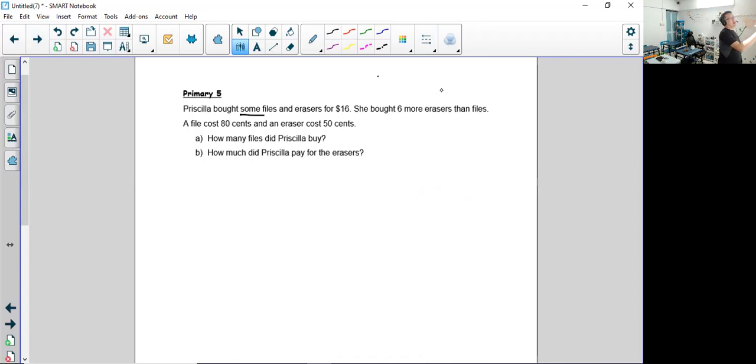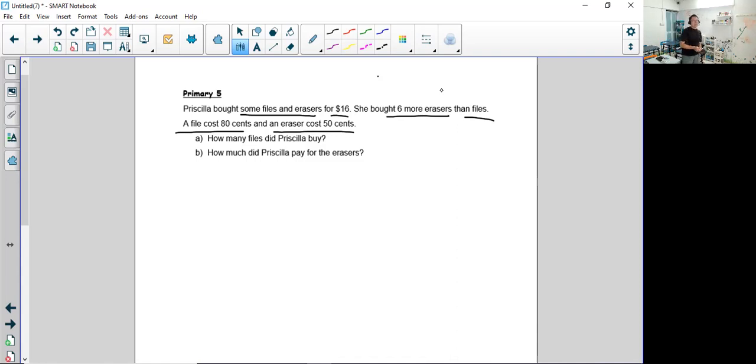Priscilla bought some files and erasers for $16, so I don't know how many files and erasers. She bought 6 more erasers than files. A file costs 80 cents, an eraser costs 50 cents. Students will immediately tell me assumption method. Then you think carefully: is there a total number of items? We don't have a total number of items, right? Neither do we know the total amounts of money. You must have two totals in order to do assumption.